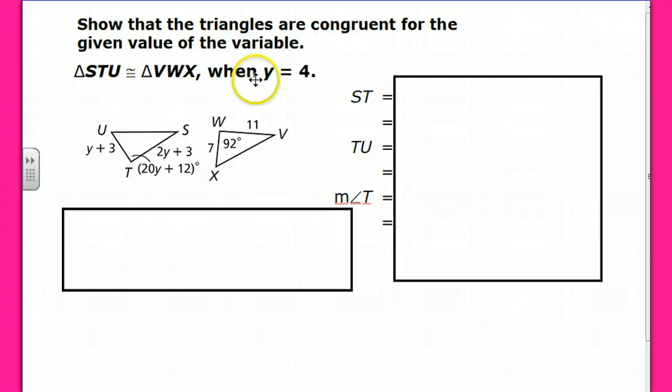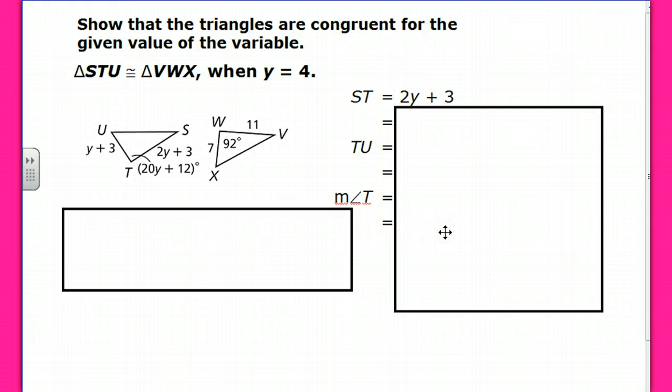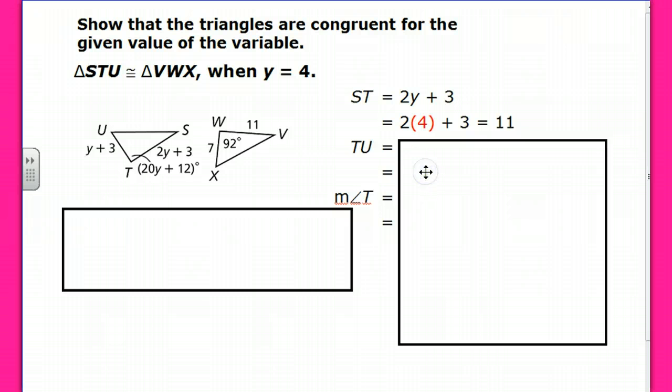Okay, how can we show that these two triangles are congruent given the value of this variable? Well, once again, we'll plug it in, won't we? So you might pause and run through this. If y is 4, we can find ST, right? ST is 2y plus 3. And we plug it in, and we get 2 times 4 plus 3, which is 11. Okay, so we have a side length 11 here, which matches up with WV, right?